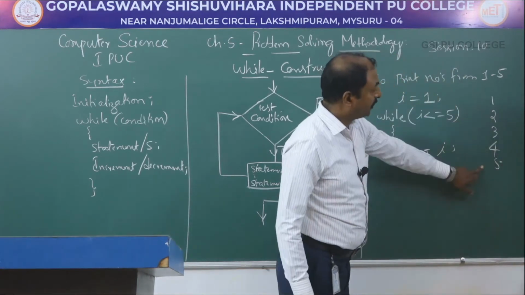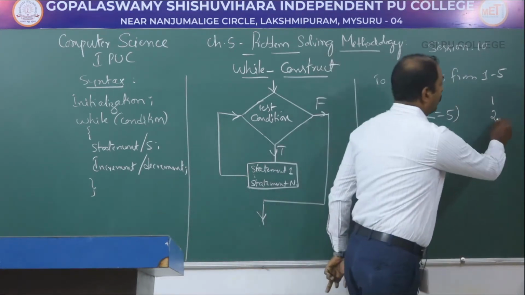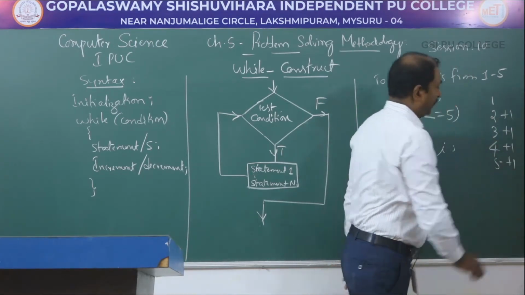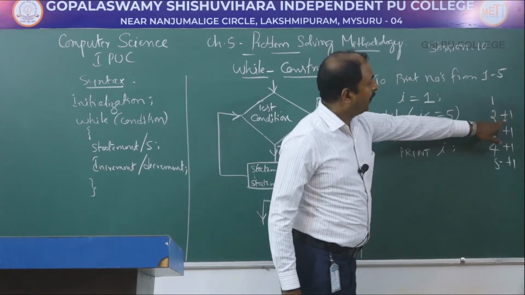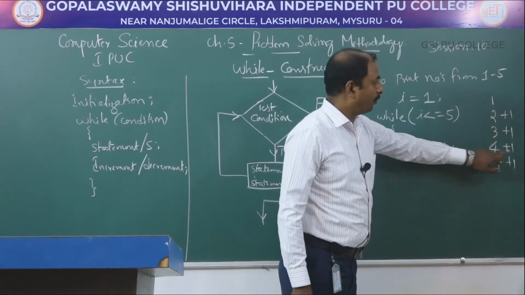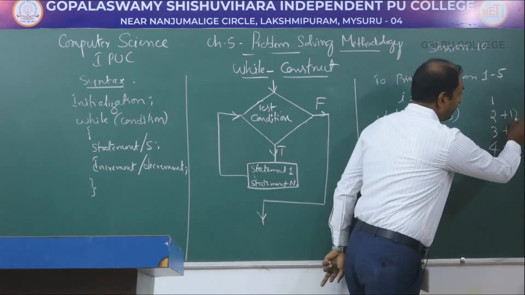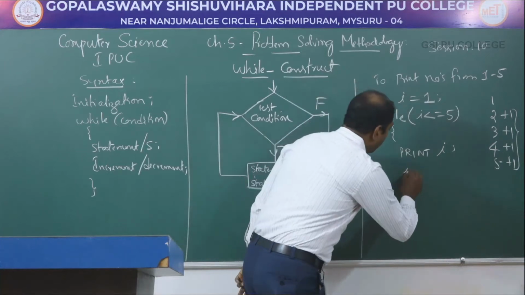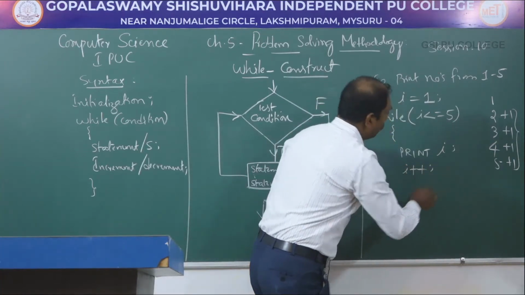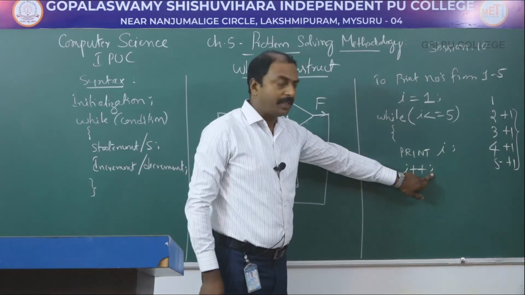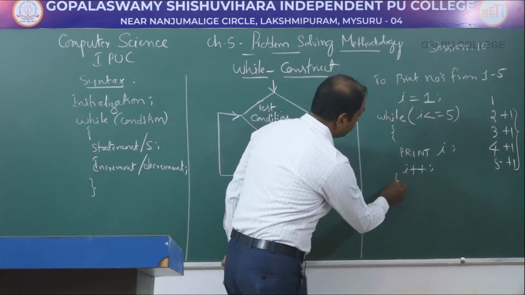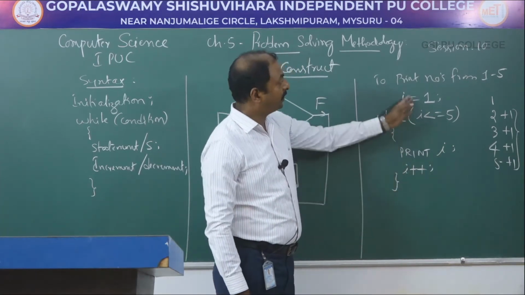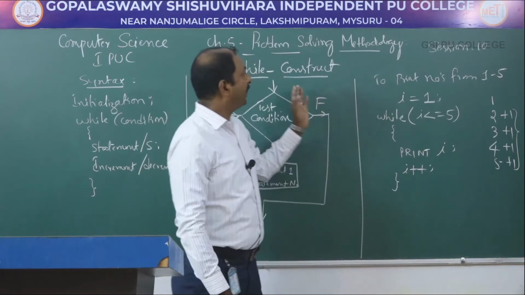So if you look at these numbers, here we got 1, it is plus 1, plus 1, plus 1, plus 1. 1 plus 1 is 2, plus 1 is 3, plus 1 is 4, plus 1 is 5. So here there is a constant increment by 1. So here I am writing i++ semicolon. So this is an increment statement. Now after this I am closing this loop, or while construct. So this is an example for the while construct.